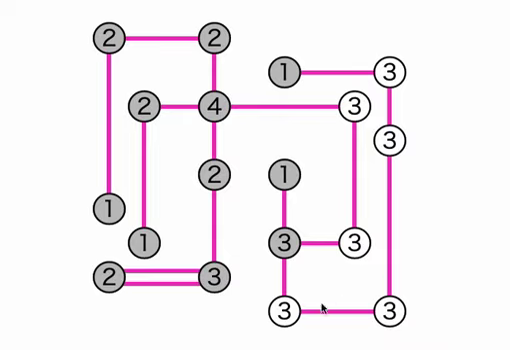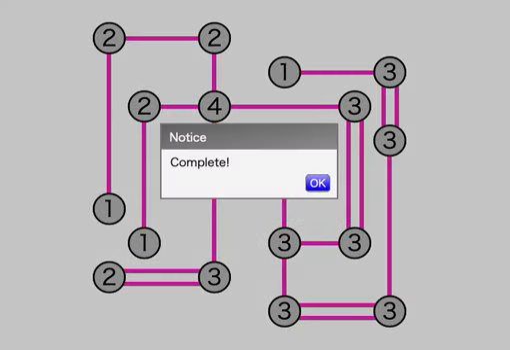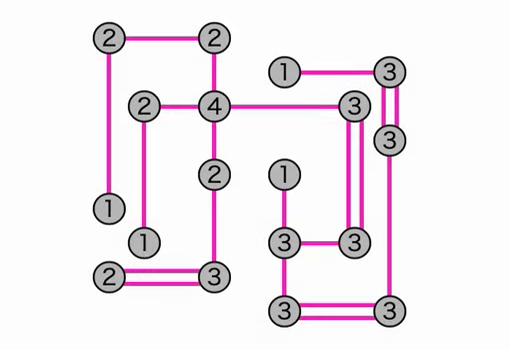And now we can clean the rest of these up just by looking at what's left to do. This 3 can't go up anymore. It's got to go to the right. This one's done. This can't go down anymore, so it's got to go up. This can't go left anymore. It's got to go down. And there we have the complete solution.